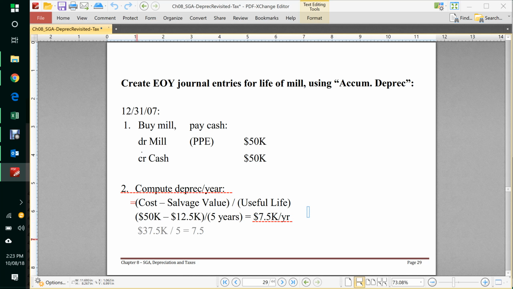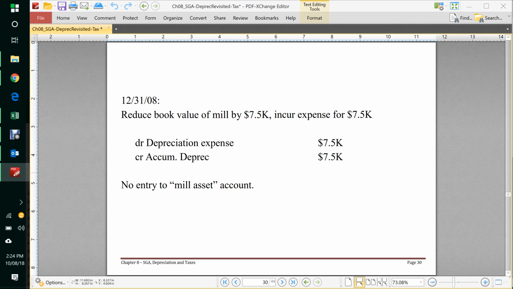So what they're going to do is depreciate 7.5 thousand per year, and after 5 years, that's going to leave them with 50 minus 37.5K left in as salvage value. Okay, and that'll be their 12,500.